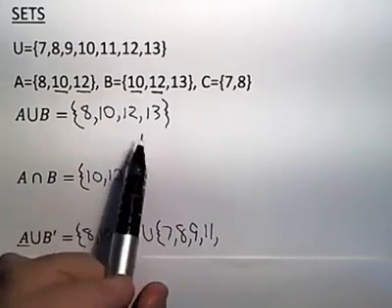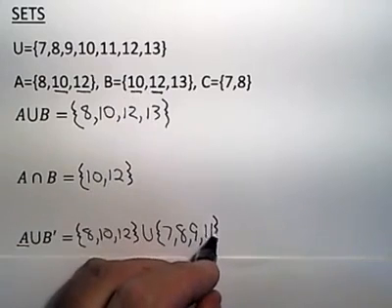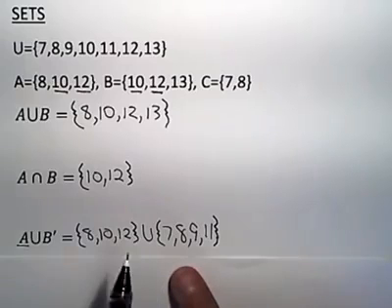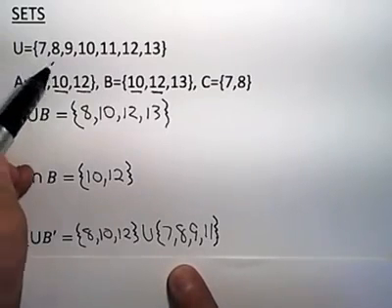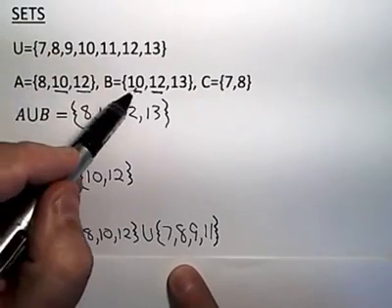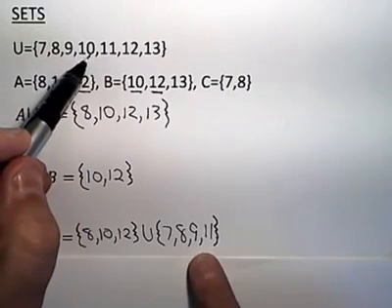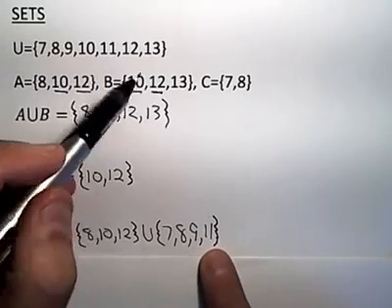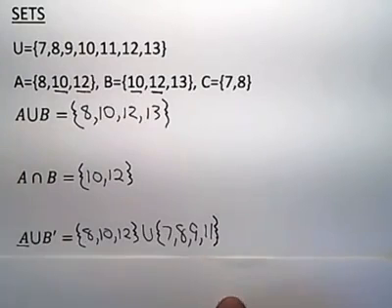So B complement, and again, 7 is in there because it's not in B, 8 is in there because it's not in B, 9 is in there because it's not in B, 10 is not in there because it is in B, 11 is not in B, so it goes in, 12 and 13 are both in B, so they stay out. Be very careful.